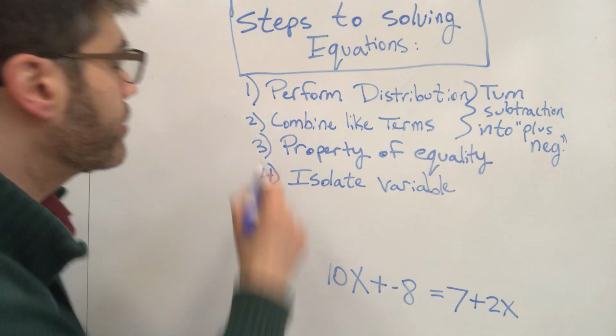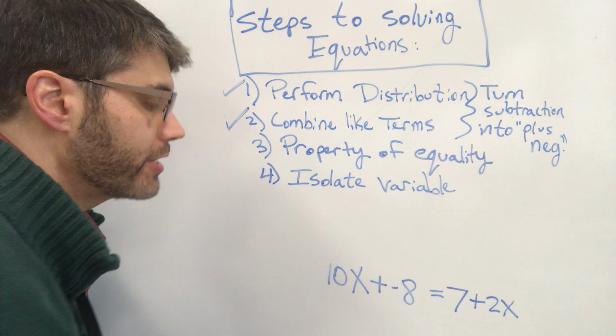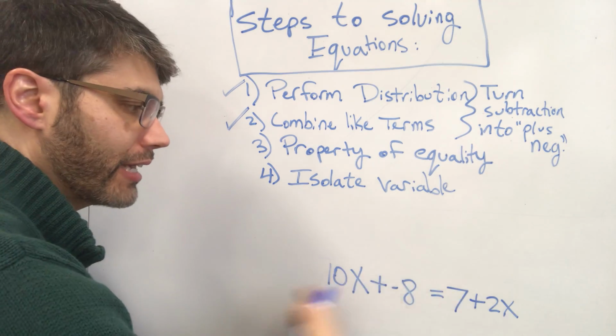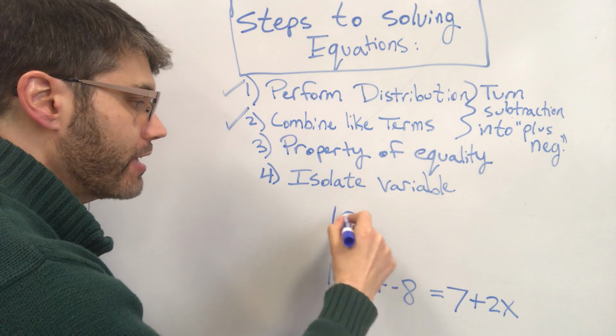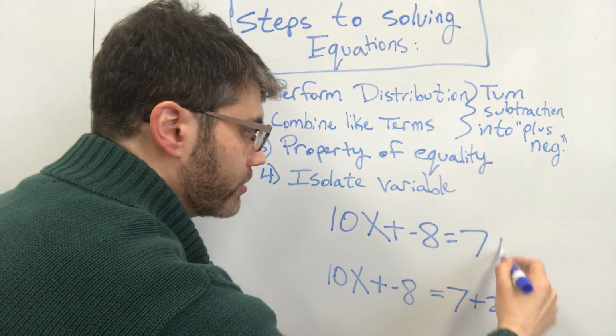Okay, now that we have done these two steps, now we're going to do the property of equality. So far we haven't done anything that is crossing the equal sign. Everything that we've done is on one side or the other. I'm just going to write this up here.